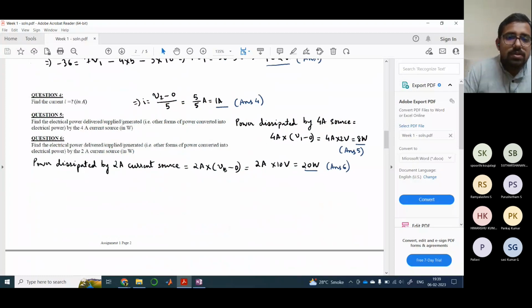If I was calculating between node 4 and 3, this would be V4 minus V3, so 0 minus 10, therefore it would be minus 20. So it would be accepting that power, not generating or dissipating the power. In this sense, you need to solve the questions.